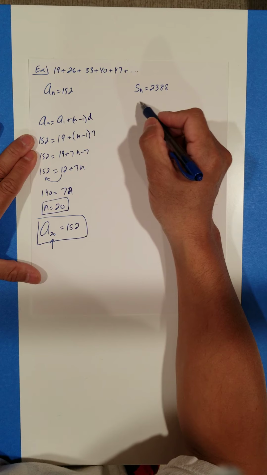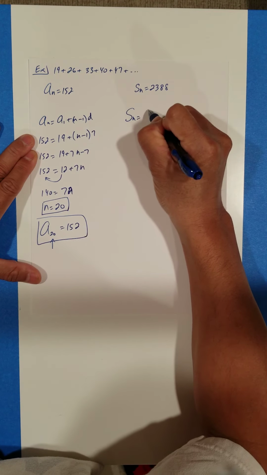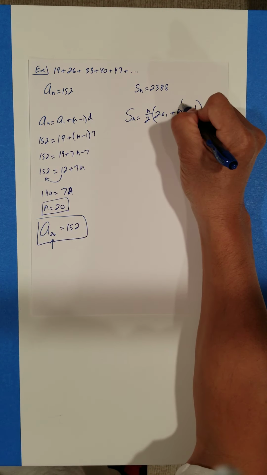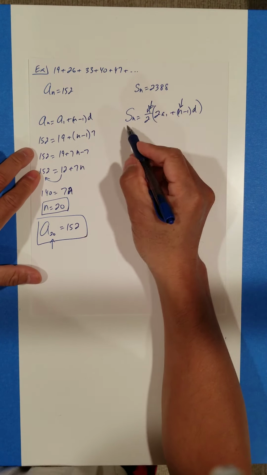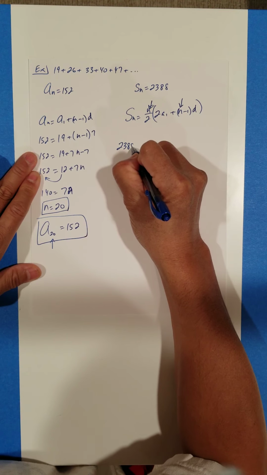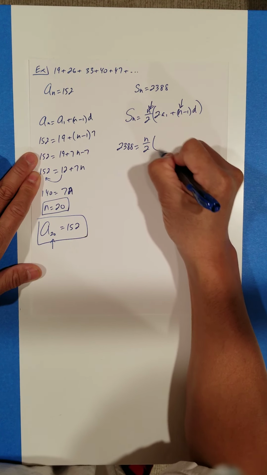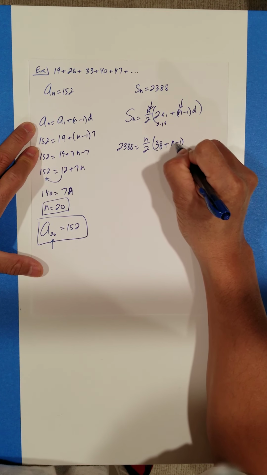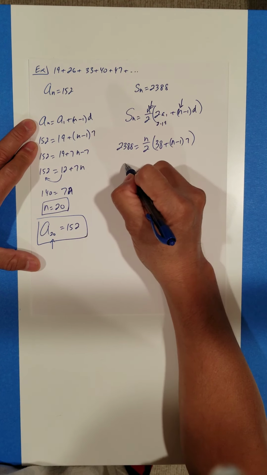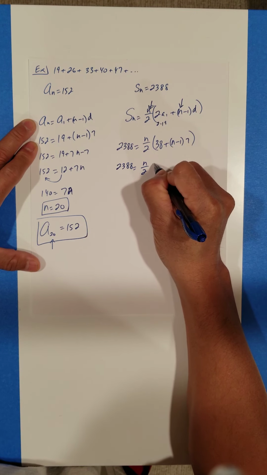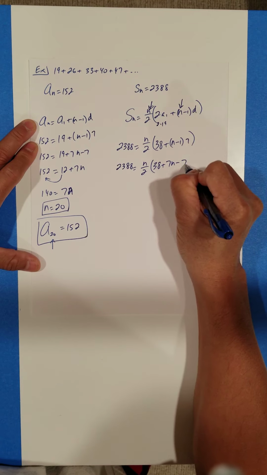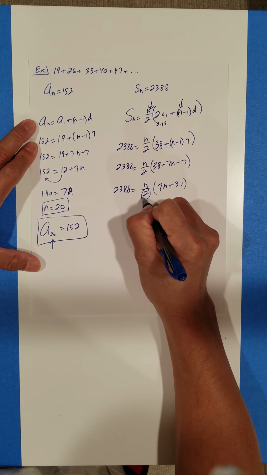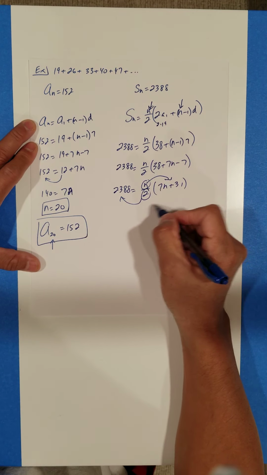Now this case is a little more complicated. Sn equals n over 2 times 2a1 plus n minus 1 times d. Plug in everything you can, and try to find what n is. Sn we know, 2,388. So 2,388 equals n over 2. Since we don't know what n is, I'm going to leave that alone. 2a1, a1 is 19, so 2 times 19 is 38, plus n minus 1 times d. d is 7, I'm going up by 7. Distribute here: 2,388 equals n over 2 times 38 plus 7n minus 7, which is 7n plus 31. Denominator to the left, numerator to the right, getting rid of this fraction.